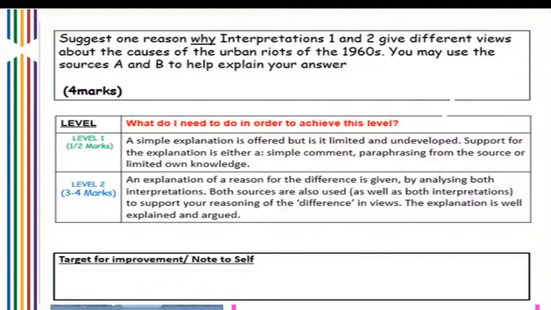Okay, let's just quickly read the bottom bit of the mark scheme as well, this bit down here. So it says an explanation of a reason for the difference is given by analysing both interpretations. So once again, we have to use both interpretations. It does say both sources are also used. So never mind all of this you may use, you have to use the sources to support your reasoning of the difference in views. You're basically saying, I've already told you how they differ in the first question. I'm going to tell you that again, but give you a reason behind it this time. It says the explanation is well explained and argued.